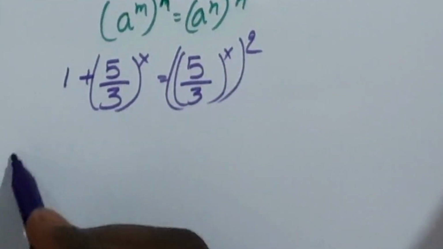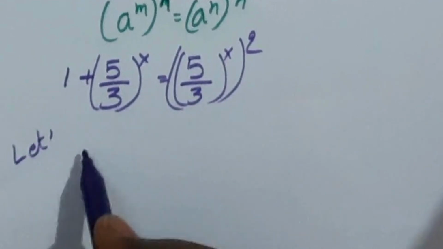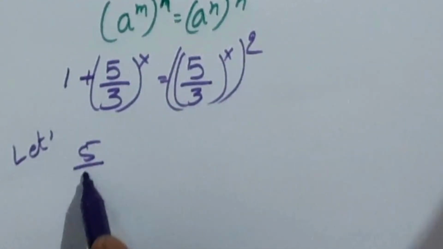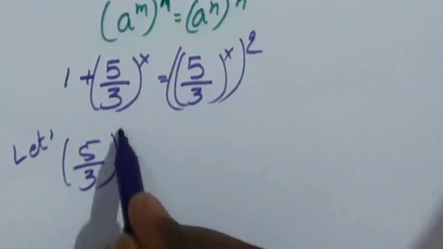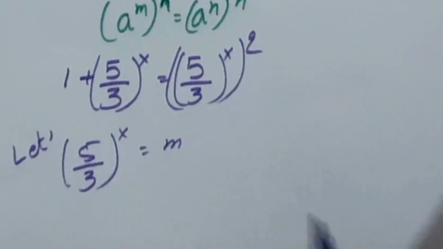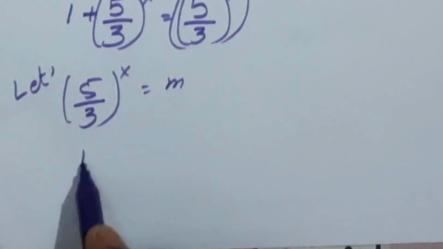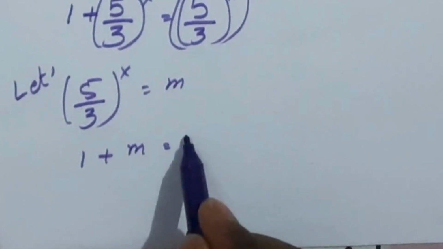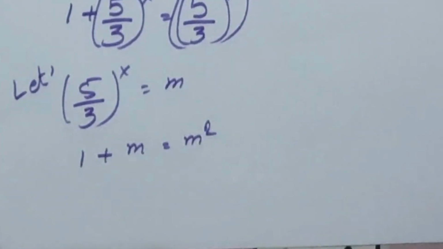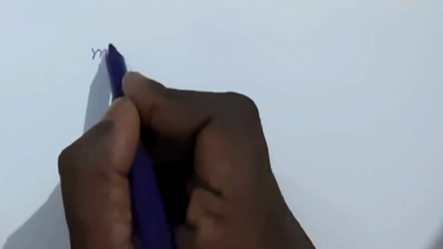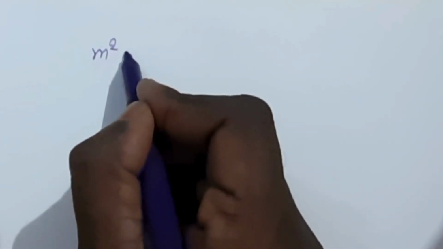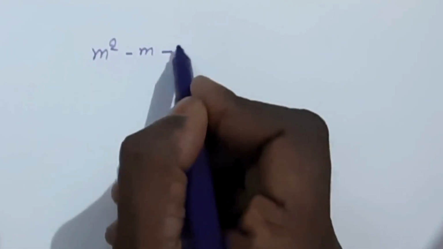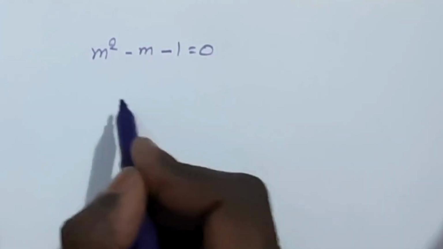Let us consider (5/3) whole power x equal to m. 1 plus m equal to m square. m square minus m minus 1 equal to 0.